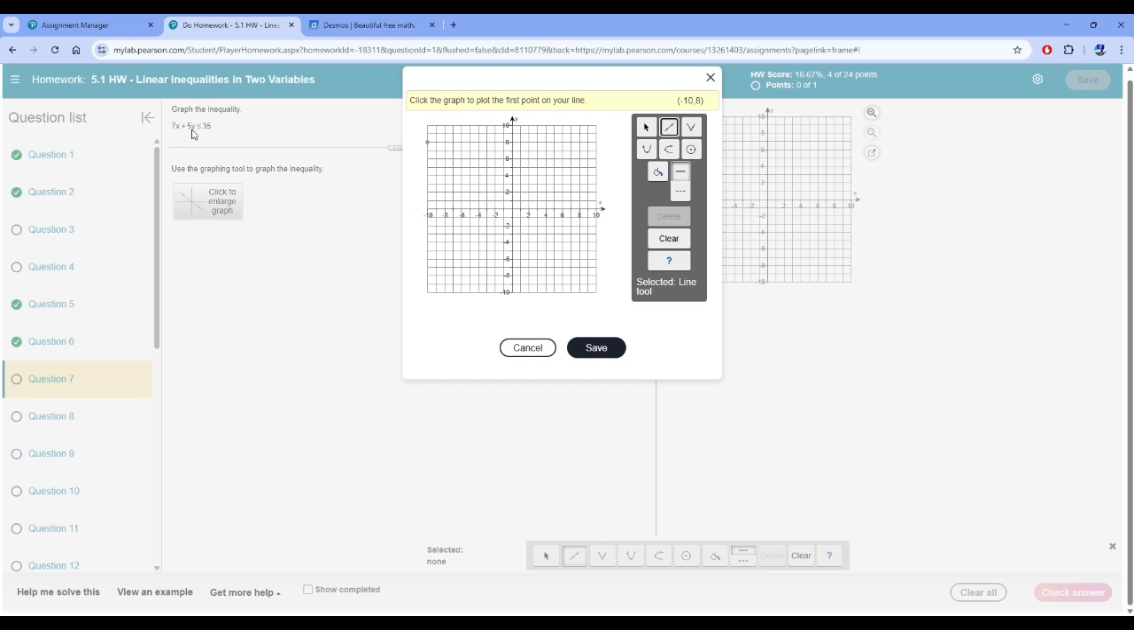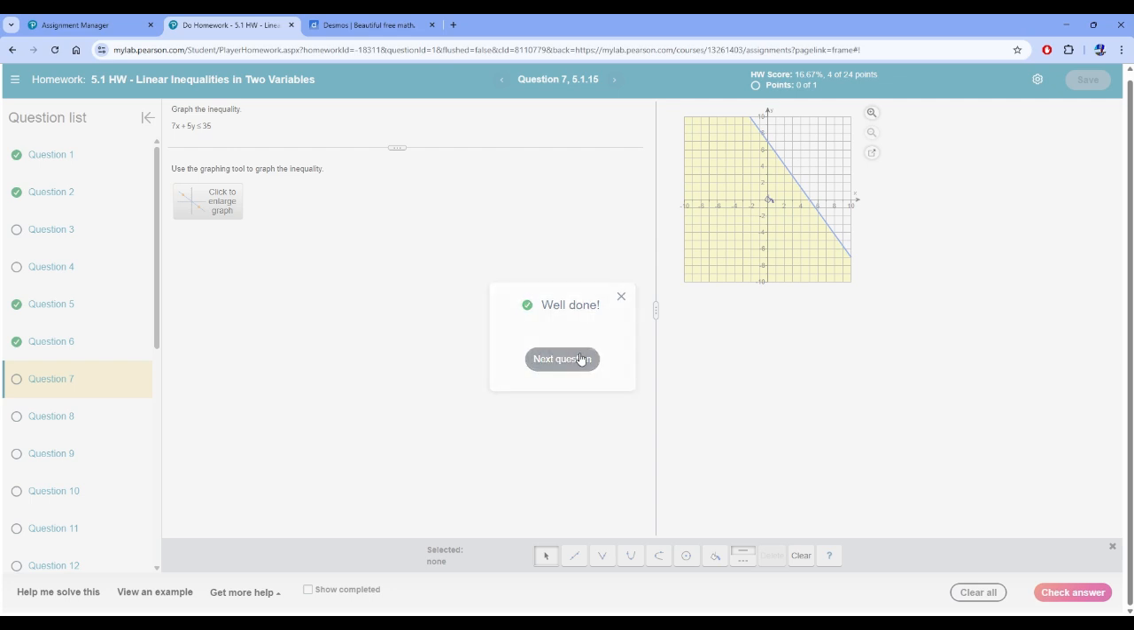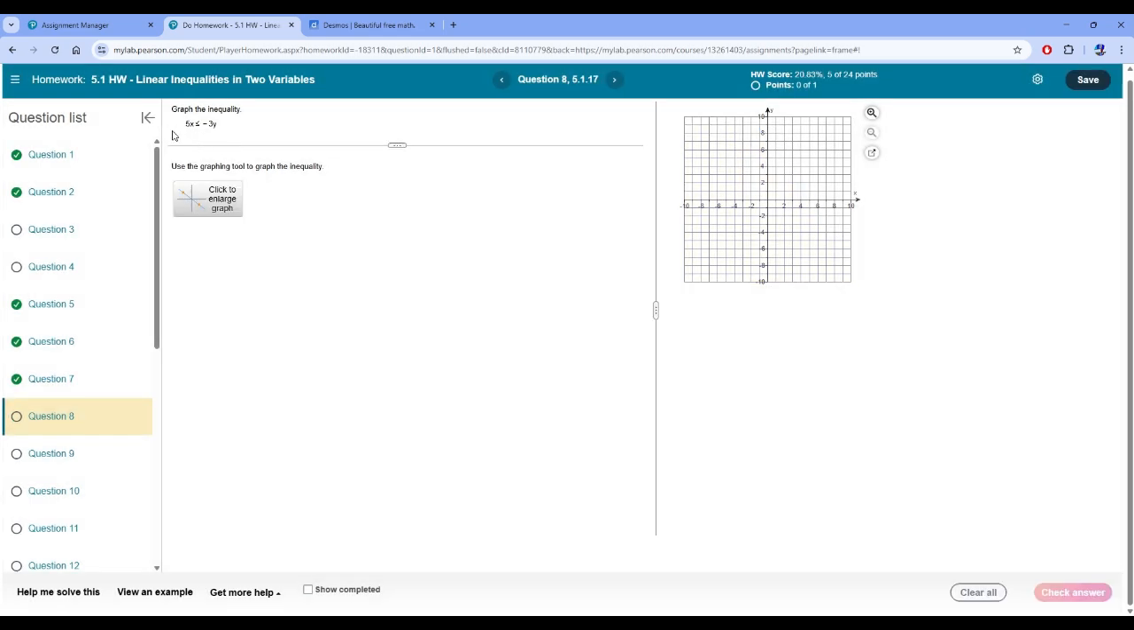So if y is 0, x is 5. If x is 0, y is 7. And then I check the point 0, 0. Is 0 less than 35? Yes, it is. Save. Check answer. Done. Same exact thing.